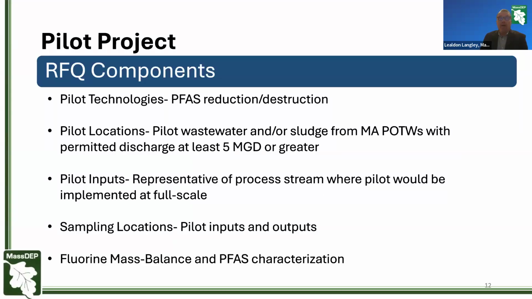Here's just an overview of the contents of the pilot project. The components include the pilot technologies, including reduction and destruction technologies; piloting locations at wastewater treatment POTWs that have a permitted discharge of at least 5 million gallons per day or more; the pilot inputs that are representative of the process stream where the piloting would be implemented at full scale; the sampling locations for both pilot inputs and the outputs; and then a fluorine mass balance and PFAS characterization evaluation that will be part of the final study.